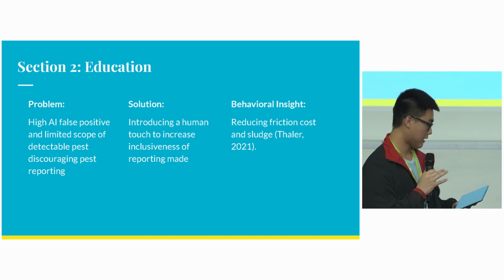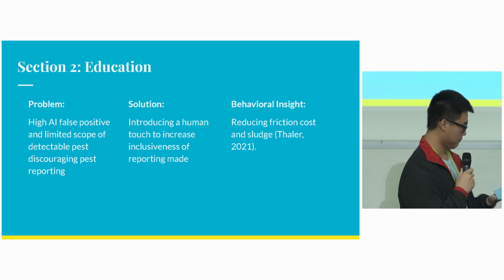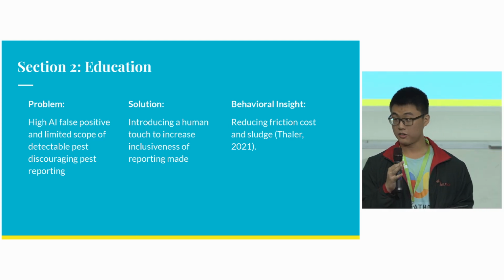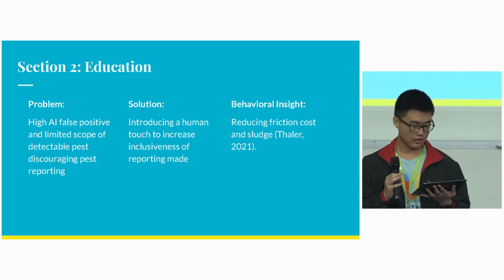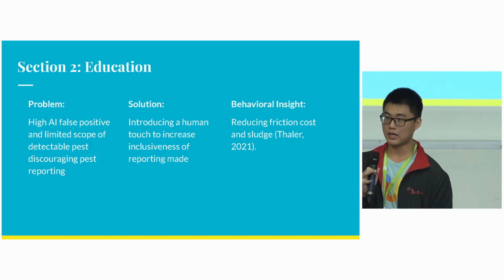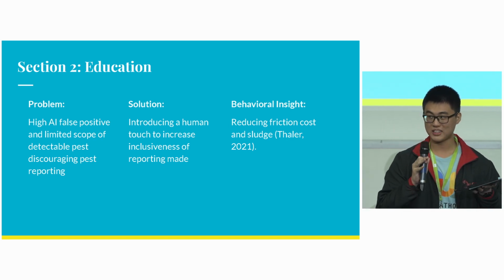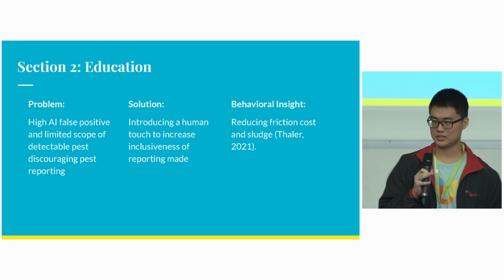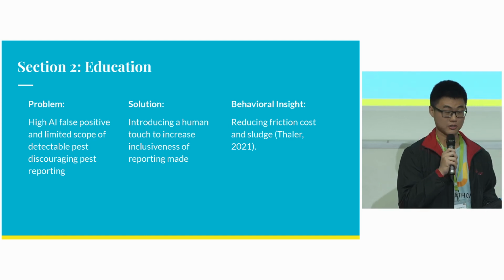So what's the behavior insight? Well, in the nudge book, it says that if you want to encourage a certain behavior, decrease the friction and sludge. And so here it means making it easy for people to upload stuff, because when they're not sure, they don't have to make the judgment call themselves, but they can also ask other people to help them make the judgment call. So I'll pass the time to Kai now.